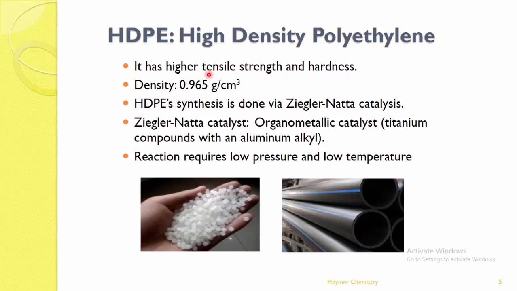Also we can see high density polyethylene. It has higher tensile strength and hardness. The density here is 0.965 gram per centimeter cube, which is greater than LDPE, therefore it is a higher density polyethylene. HDPE can be synthesized via Ziegler-Natta catalysis, an organometallic catalyst, that is titanium compounds with aluminum alkyls. Using the Ziegler-Natta catalyst, HDPE can be synthesized.